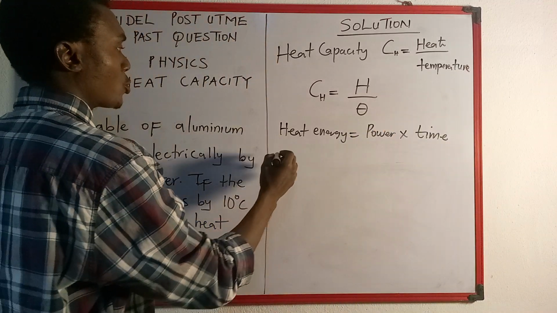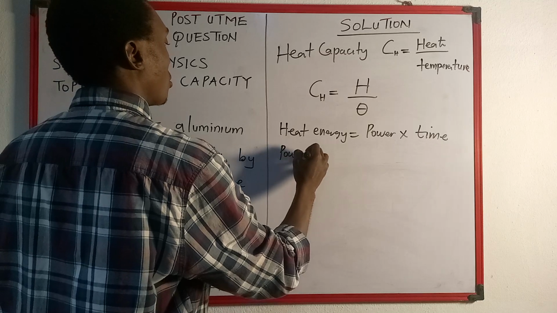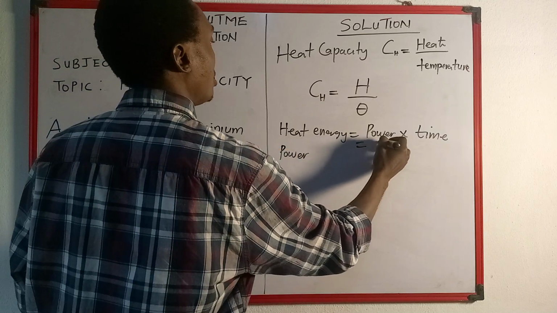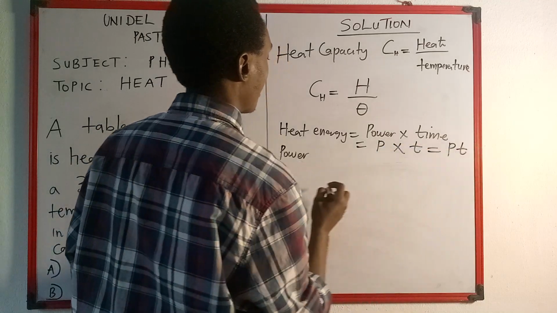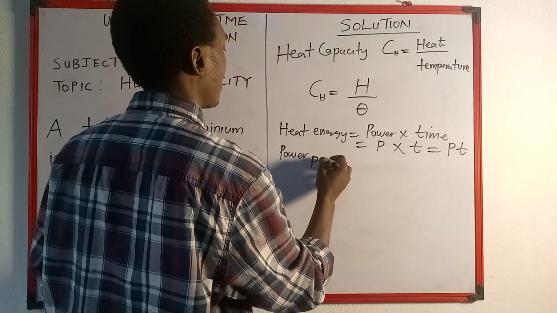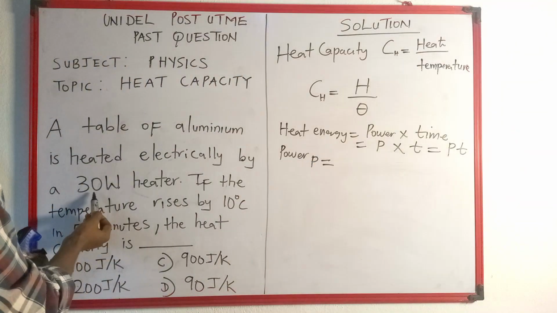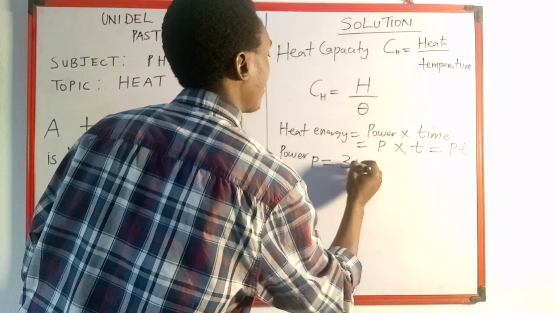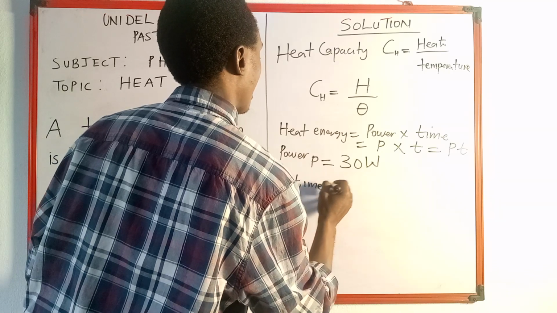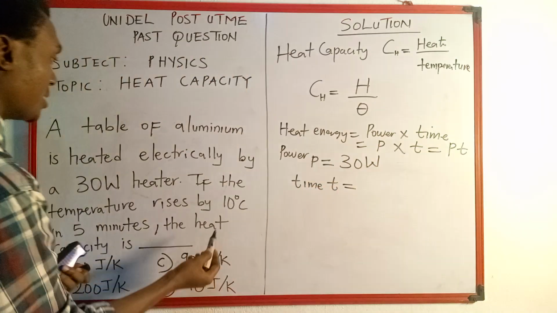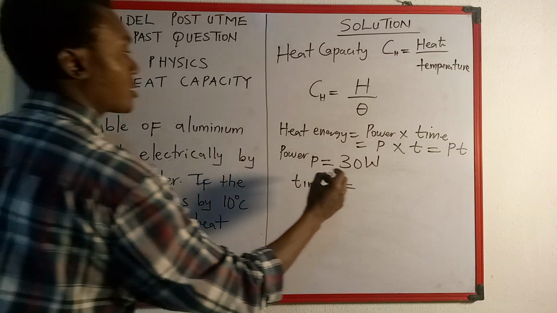If you look at this question, power was given. Our heat is power times time, which is PT. So what is the power in this question? Our power P was given as 30 watts. And what was our time? Our time T was given as 5 minutes.